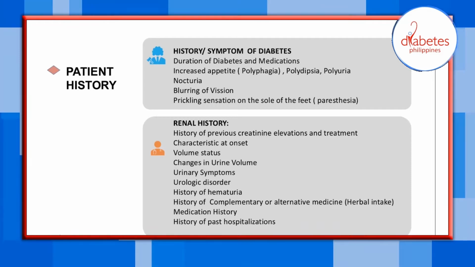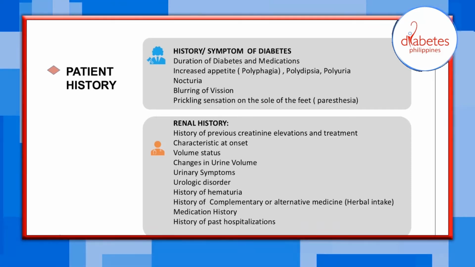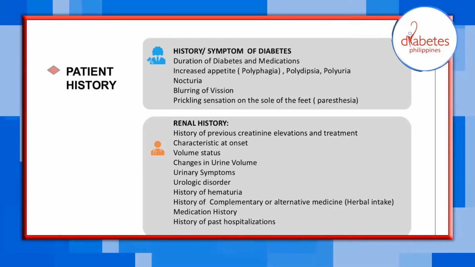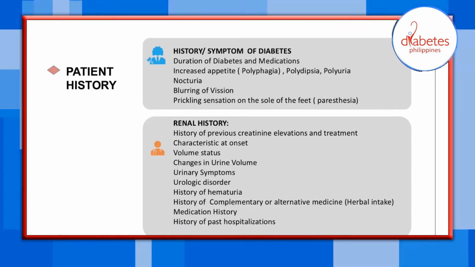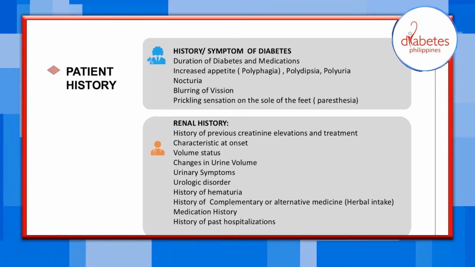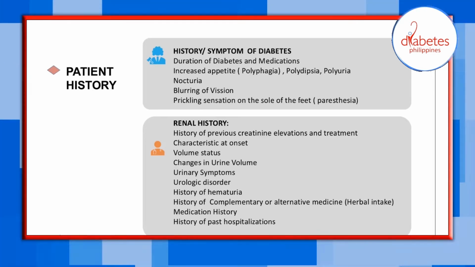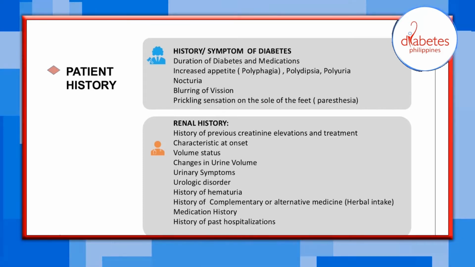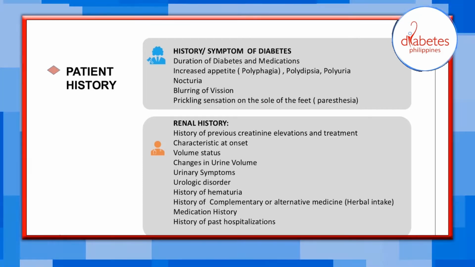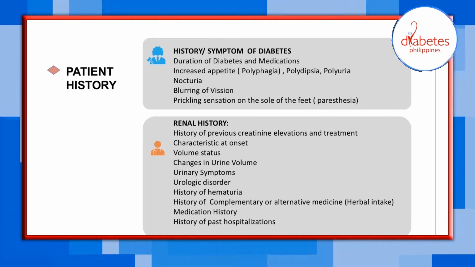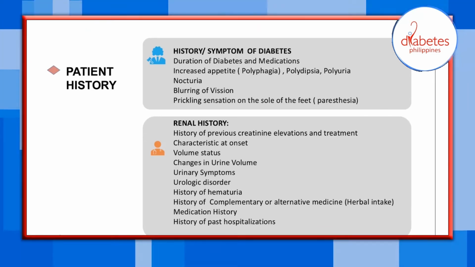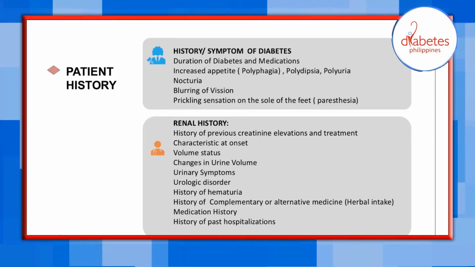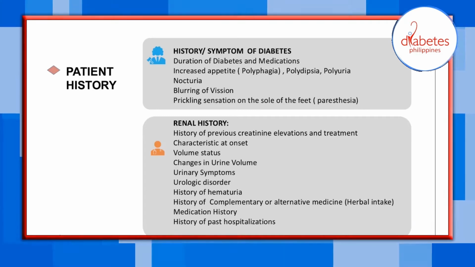Also, you should ask about urinary symptoms such as dysuria and frequency, which can be signs of infection or inflammation, or lower urinary tract symptoms such as hesitancy, poor or intermittent stream, straining, dribbling, feeling of incontinence, or feeling of incomplete void. And urologic disorders such as nephrolithiasis or the presence of a prostate disorder, because this can be a precursor for the risk of chronic kidney disease.